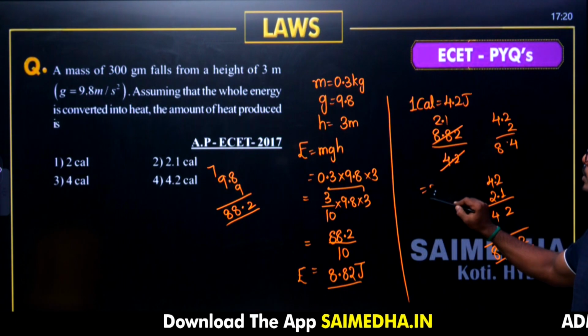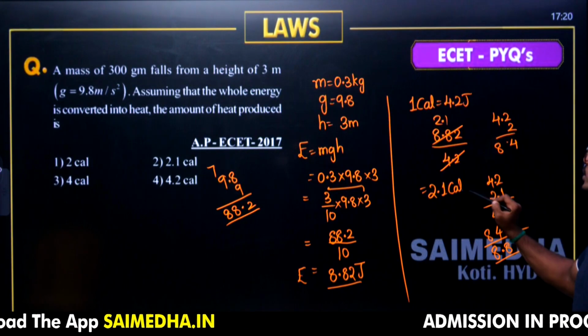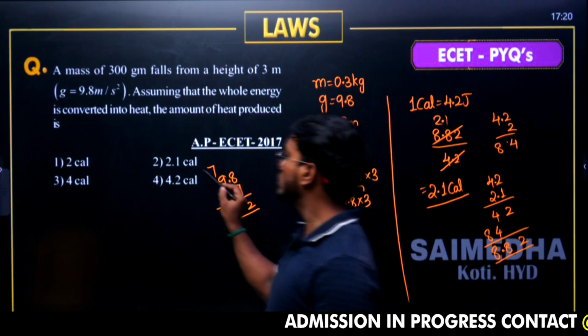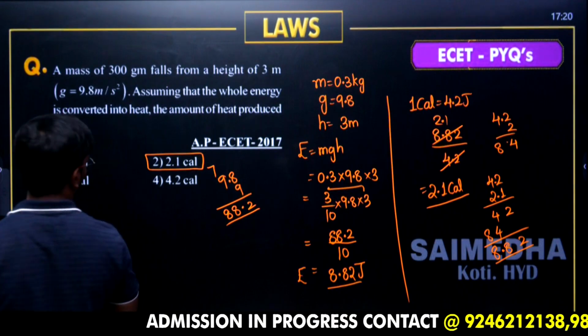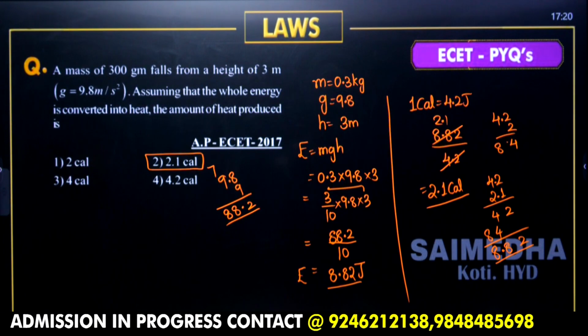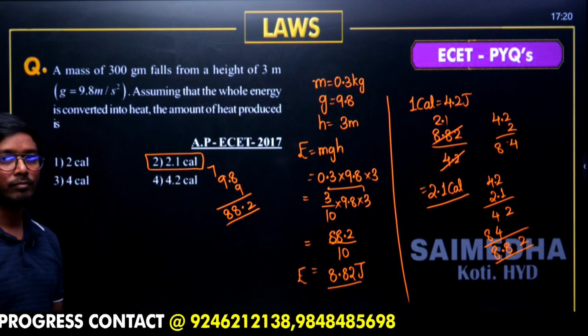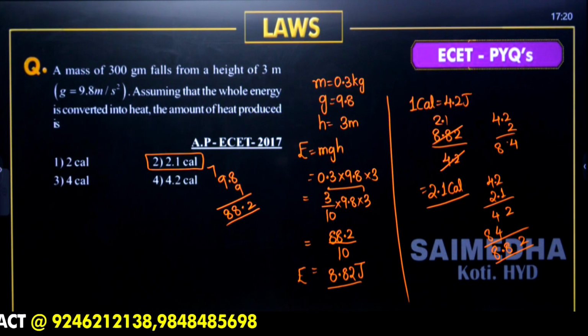So what is the correct answer going to become? 2 calorie or 2.1 calorie? It is 2.1 calorie. When the options are given so near, you have to be very careful. So the correct answer is going to become 2.1 calories. Let's move on to the next question now.